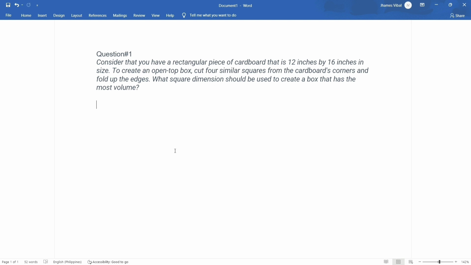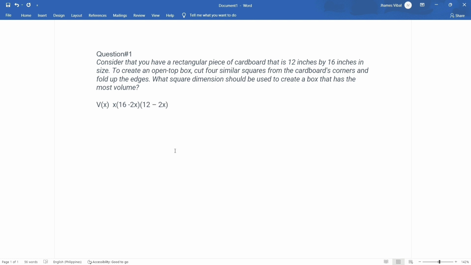Step 3. Formulate the problem mathematically. We can write the volume of the box as V(x) = x(16 - 2x)(12 - 2x).